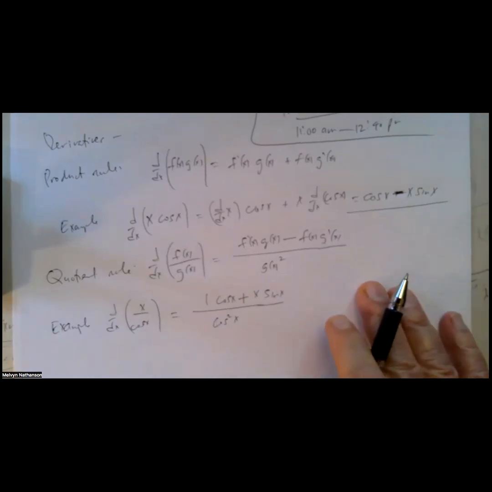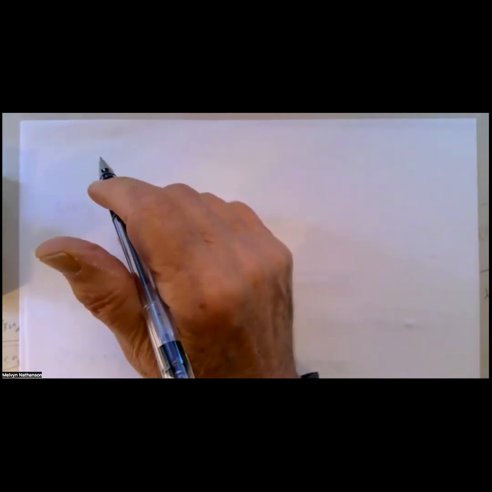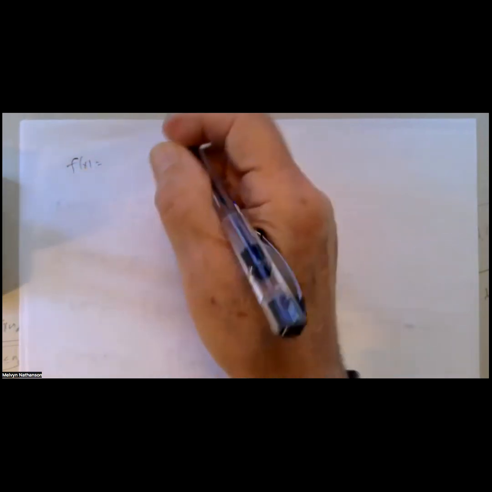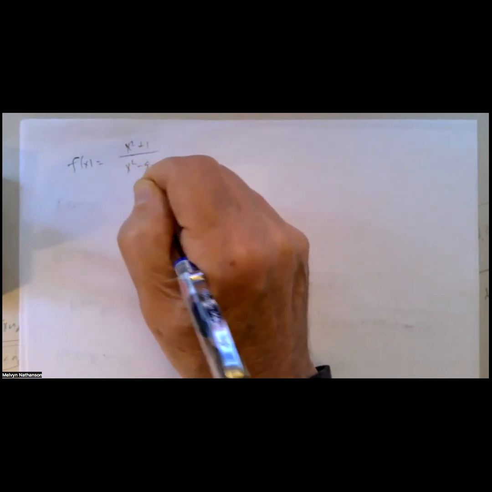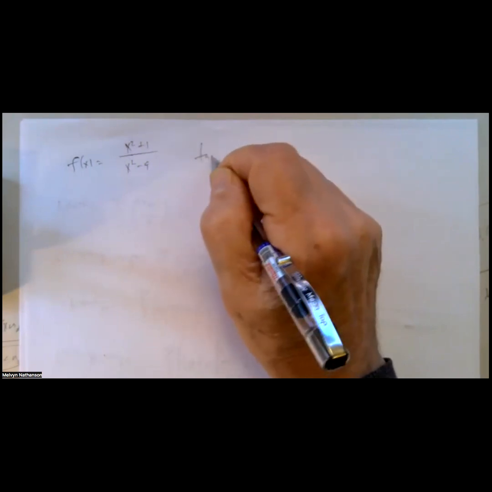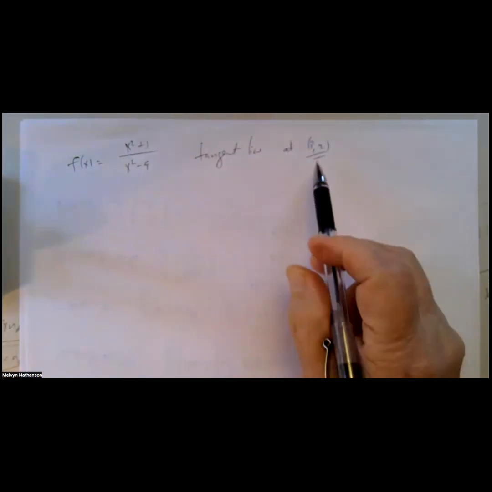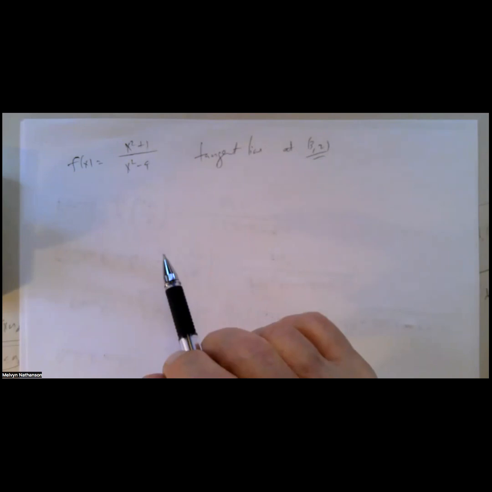So as a nice example, I'll pick one which is in the text. Suppose we have the function f of x, which is a rational function, x squared plus 1 over x squared minus 4, and we want to find the tangent line. We want to calculate the tangent line at the point 3, 2. And what does 3, 2 mean? This claims that this curve, whatever it looks like, goes through the point 3, 2.